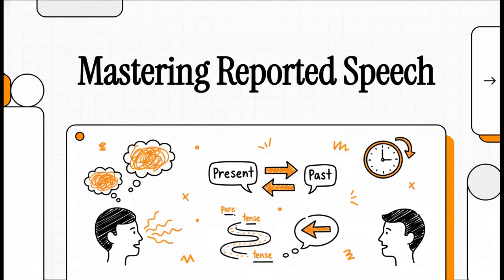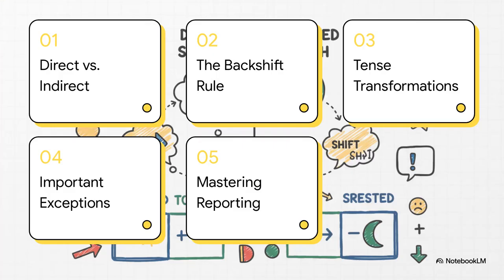You ever try to tell a story about what someone said and just get totally tangled up in the tenses? Yeah, it happens to all of us. It's a super common tripwire. So today, we're going to untangle all that. We're going to take a quick, practical look at one of the most useful rules in English grammar, the backshift rule. So here's what we've got on tap.